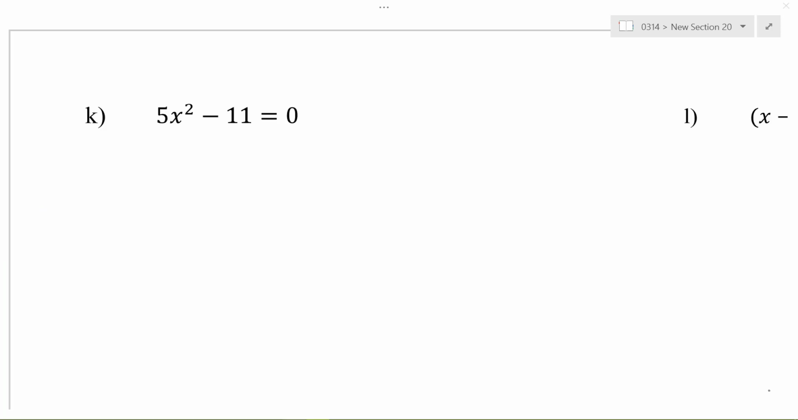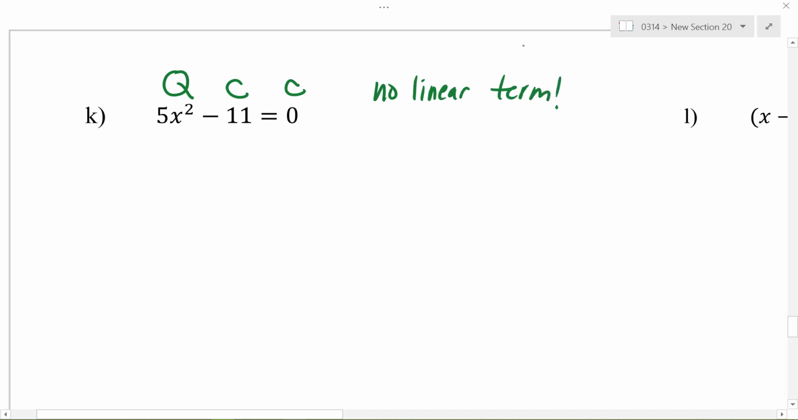For this example, we want to solve the quadratic equation using the square root method. So let's verify first that we can. Here we have the quadratic term, a constant term, and another constant term. So as long as we have no linear term, then we are allowed to use this square root method.